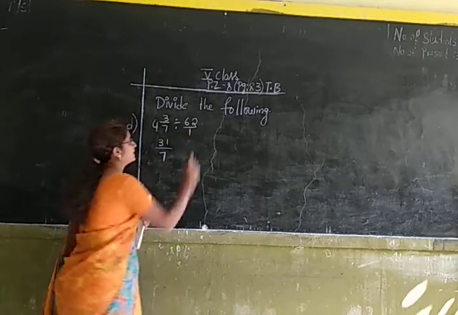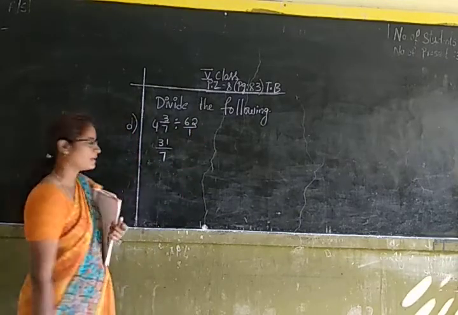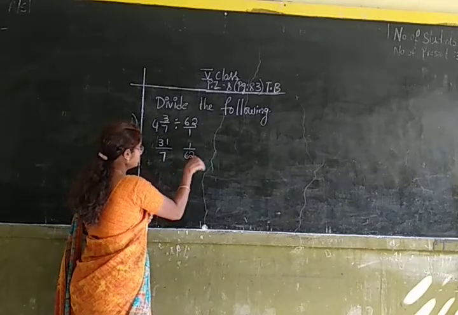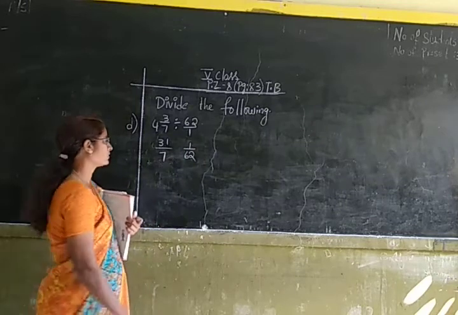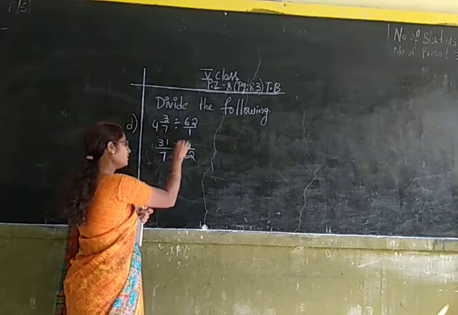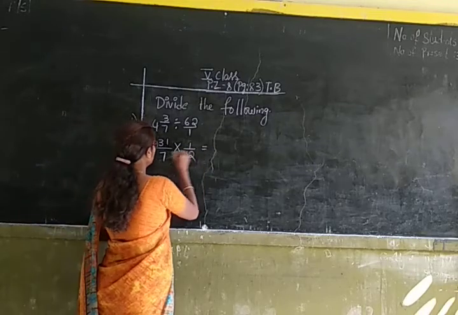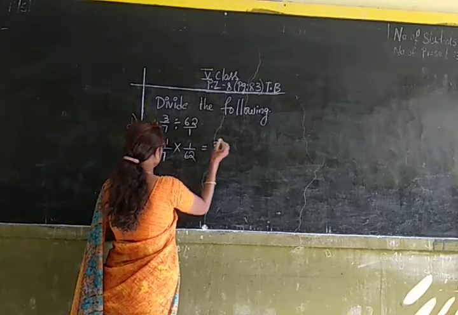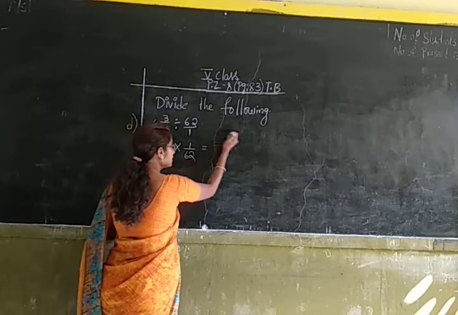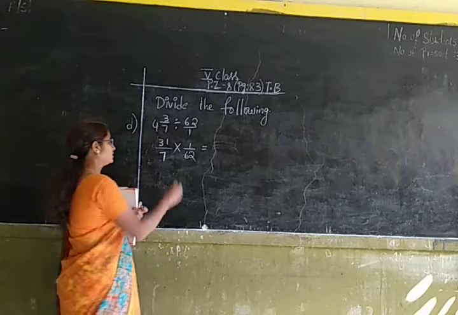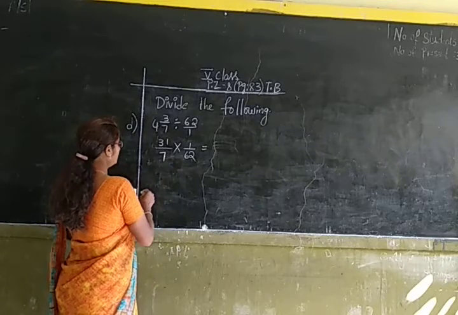So first I have changed the mixed fraction into an improper fraction. Now I am going to write the reciprocal of the whole number. The reciprocal of 62 by 1 is 1 by 62. Now I am going to multiply both the fractions. 31 into 1 is 31. Here let us first reduce the fraction and then multiply.